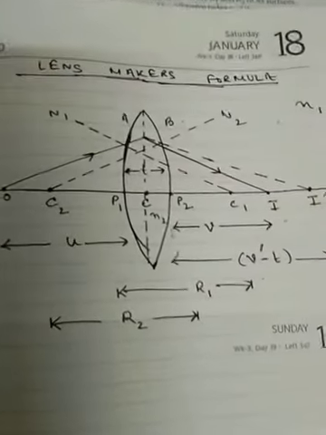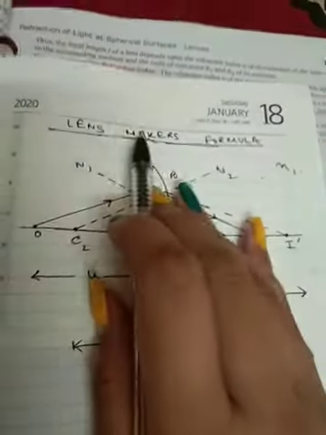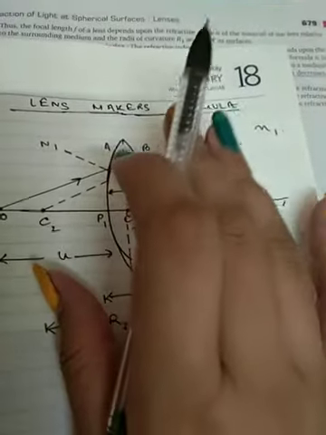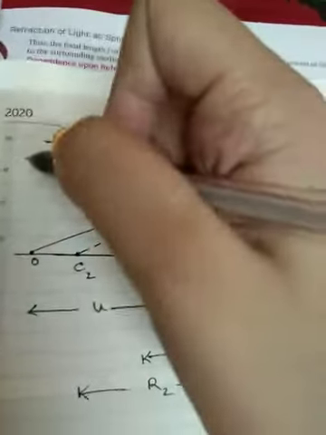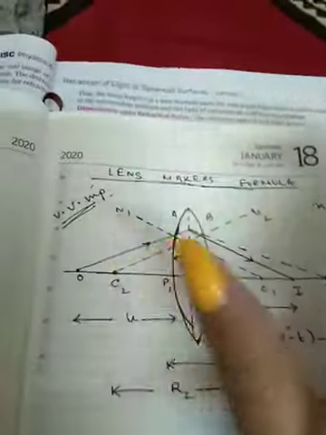Students, the portion which I will be discussing today is the Lensmaker's formula. You all must have studied this portion in physics. It is in refraction of light through spherical surfaces, that is, in the lenses chapter. And to be very honest, this portion is very important, because questions come to and fro from this part of the chapter.